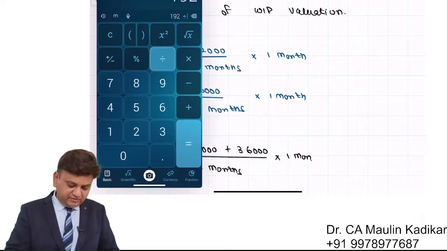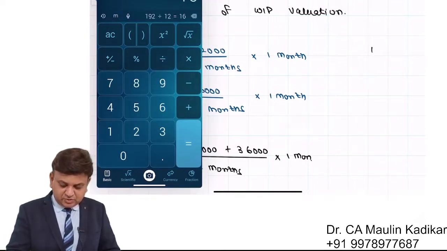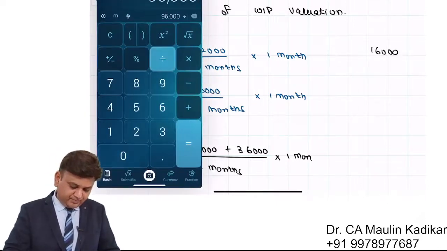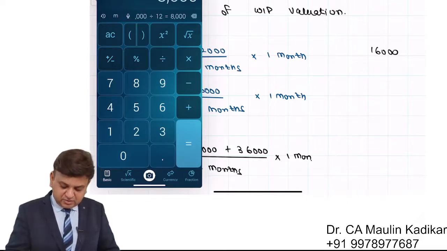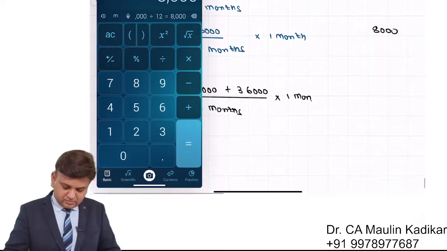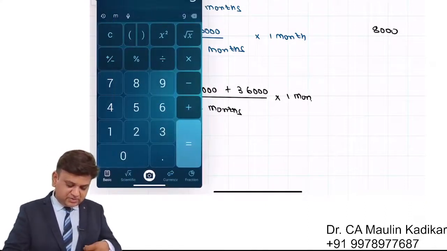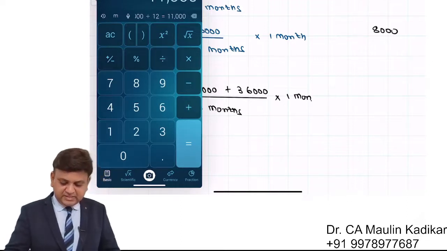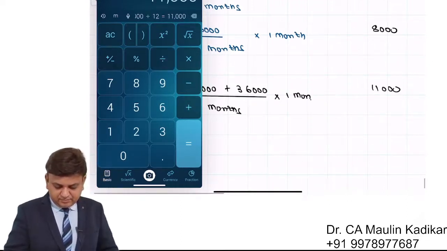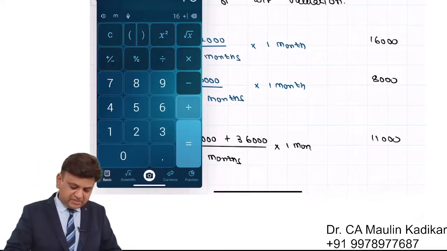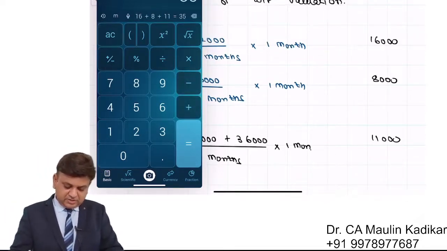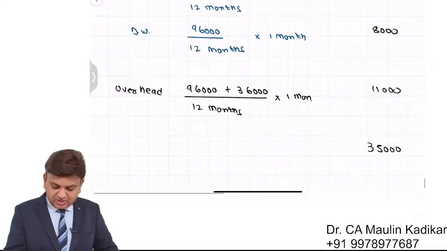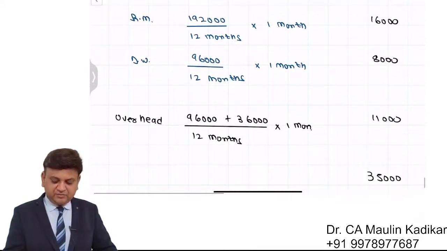So 1,92,000 divided by 12 comes to 16,000. Next is 96,000 divided by 12 into 1. That is 8,000. Next is 96 plus 36 divided by 12 into 1. That is 11,000. So 16 plus 8 plus 11, the total is 35,000. I want you to write in the chat box whether you think this is the correct valuation of the WIP.